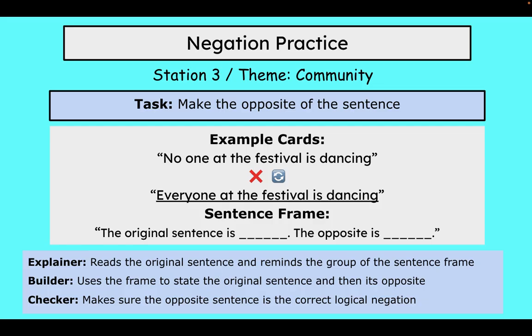The third station focuses on negation, creating the logical opposite of a statement. Students work with community-based examples and rewrite sentences to form the correct negation. The explainer reads the original sentence, the builder states both the original and the opposite using the sentence frame, and the checker verifies that the negation is logically correct. And this will help students understand that negation is about meaning and not just about adding the word not.